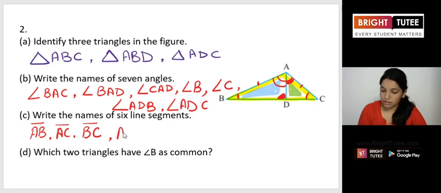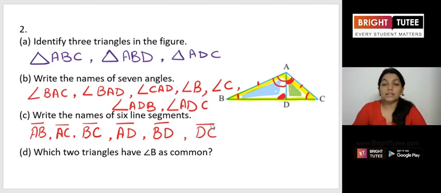Now I can see the line segment AD. We are done with 4. Now the next one is BD. Though it is a part of BC, BD is a line segment on its own. So BD, one of the line segments, and the last one is DC. So these are the 6 line segments that we can clearly see in this particular given figure.